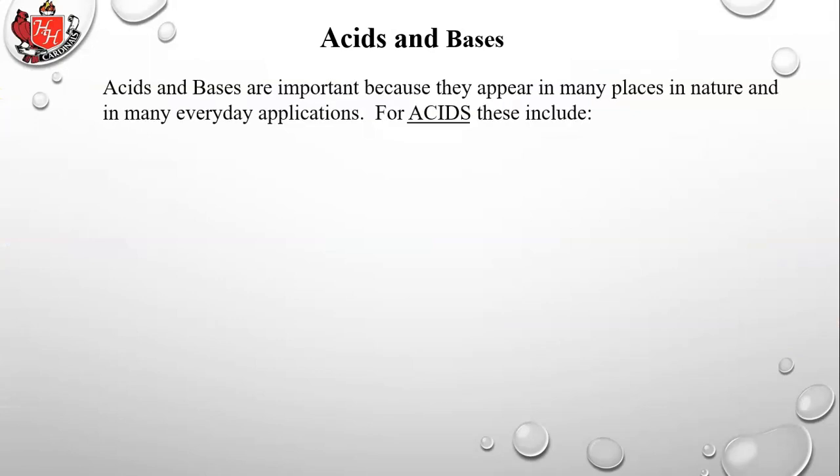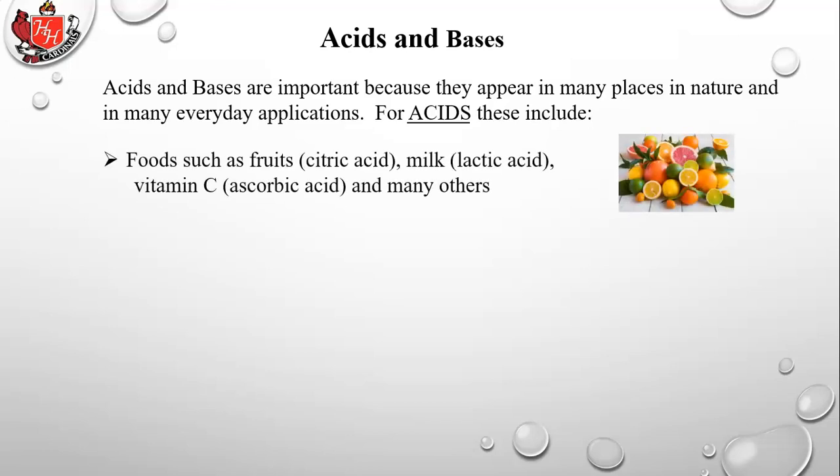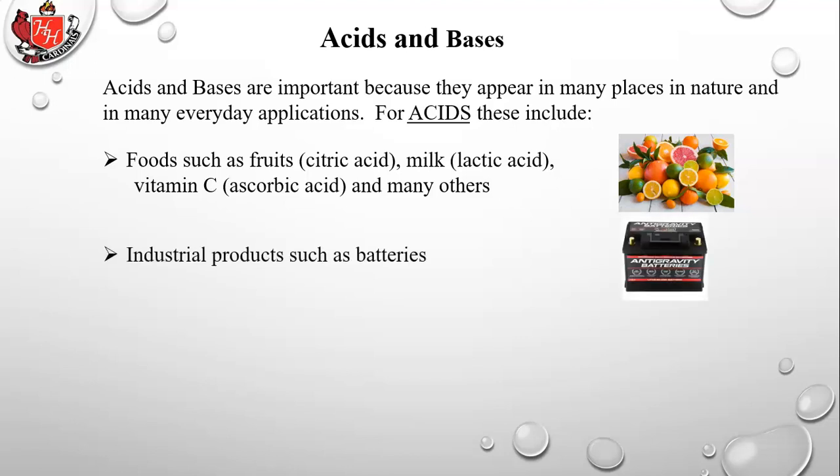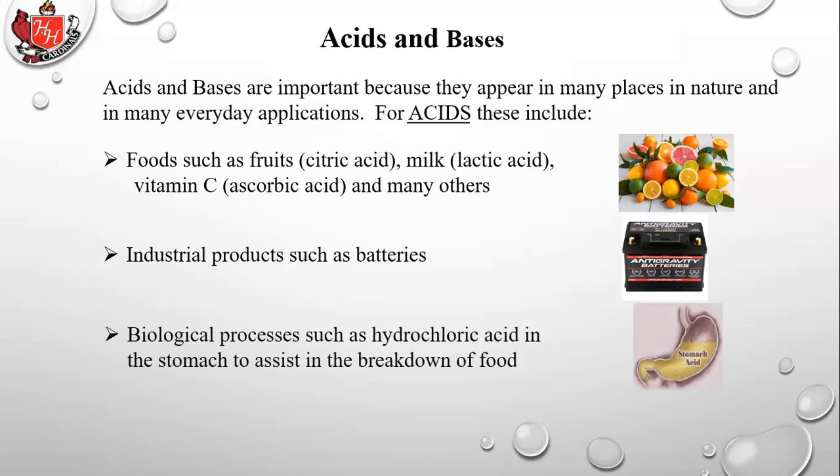So acids and bases are important because they appear in many places in nature and in many everyday applications. For acids, these include foods such as fruits, citric acid; milk has lactic acid; vitamin C is actually called ascorbic acid, and many others. Industrial products: there's sulfuric acid in car batteries. Biological processes, such as the hydrochloric acid in your stomach to assist in the breakdown of food. Acids often have a sour taste, so think about lemons, that's citric acid.